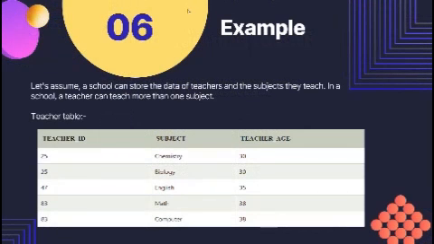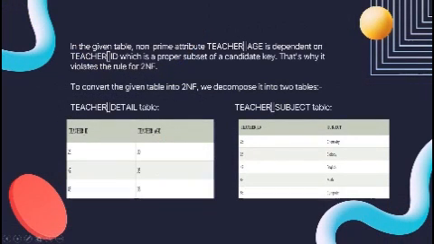Now the example. Let's assume a school stores the data of teachers and the subjects they teach, and a teacher can teach more than one subject. So in this question, we have a teacher table with attributes teacher ID, subject, and teacher age. Now let us check whether this table is in second normal form or not. In the given table, the non-prime attribute teacher age is dependent on teacher ID, which is a proper subset of a candidate key. That's why it violates the rule of 2NF. It means there are two primary keys, teacher ID and subject. So if there are two or more primary keys, then it is known as a composite key.